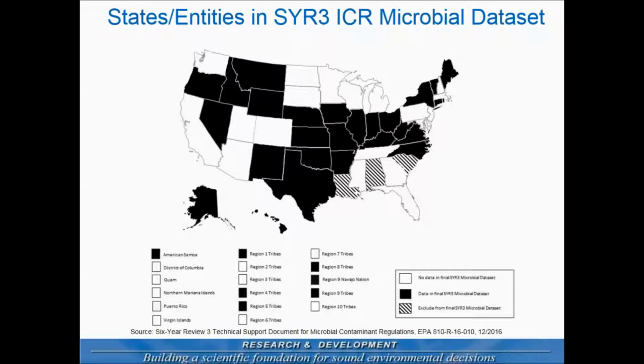And so states and entities that are represented in the microbial data set, there were originally 46 states and entities. Entities are tribes, for example, shown here. There were originally 46, and then upon the QA, quality assurance, quality control review, several data sets from states had to be removed from that database. So the final result was about 33 or 34 states and entities represented in the data set.